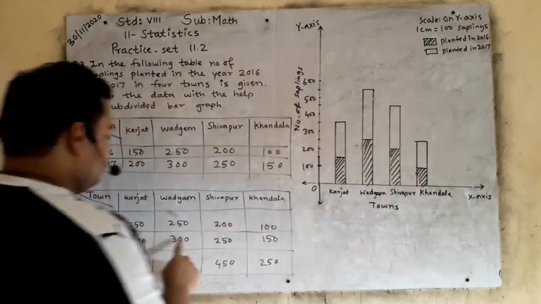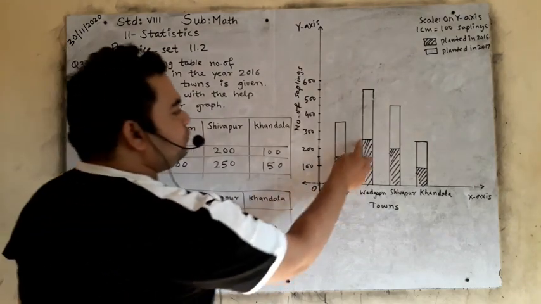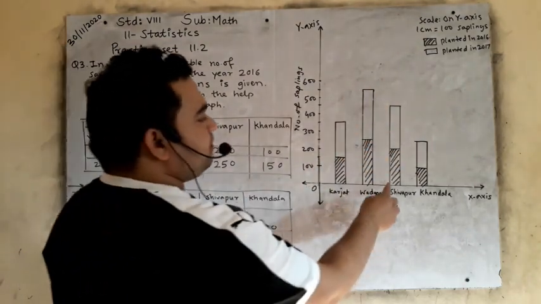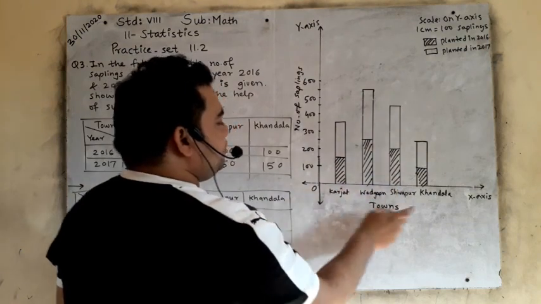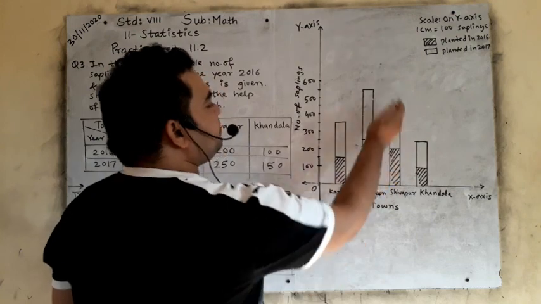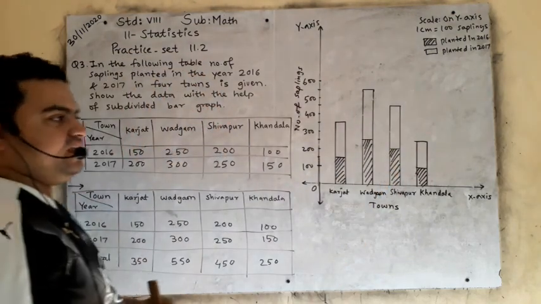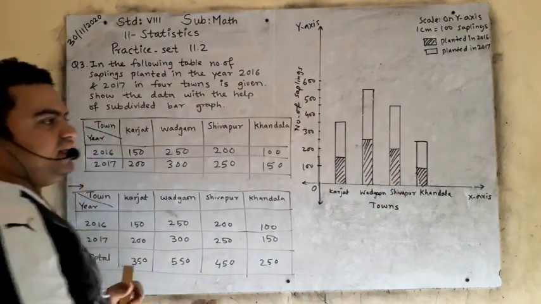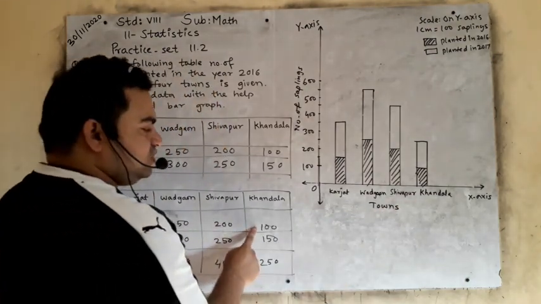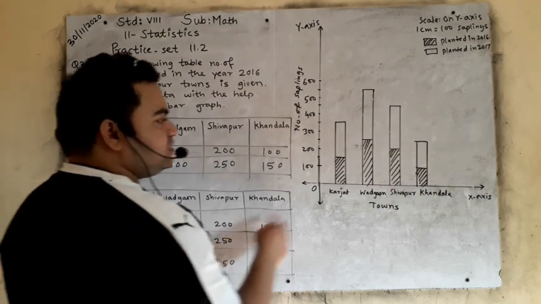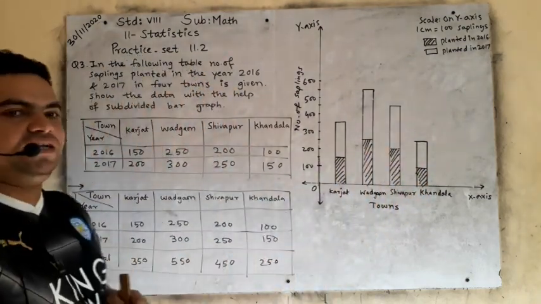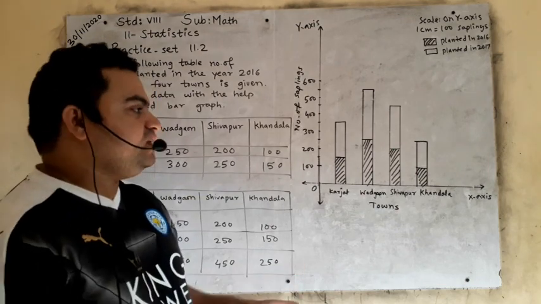In Vadgaon it is 250, so we will go till 250. The remaining part will be for 2017. Here in Shivapur it is 200, so we will go till 200. The remaining part is for 2017. See, in Khandala, how many saplings were planted in 2016? 100. So we will go till 100. The remaining part is for 2017. I hope you understood. It is very easy.